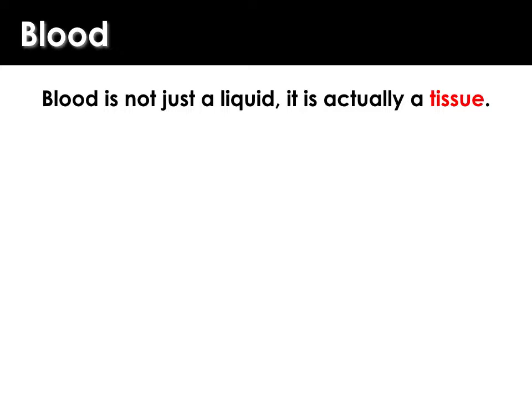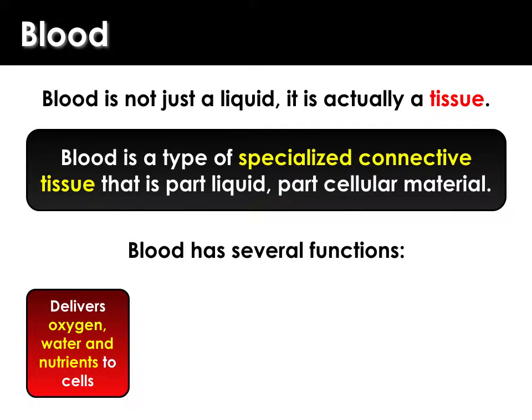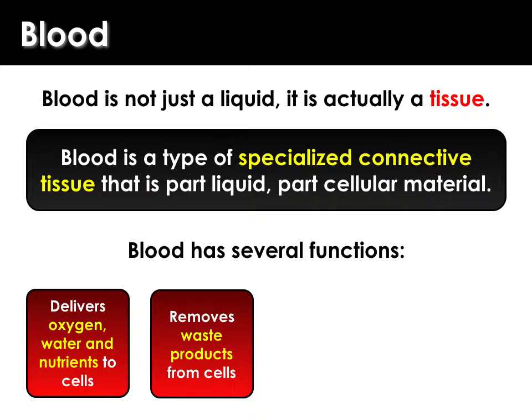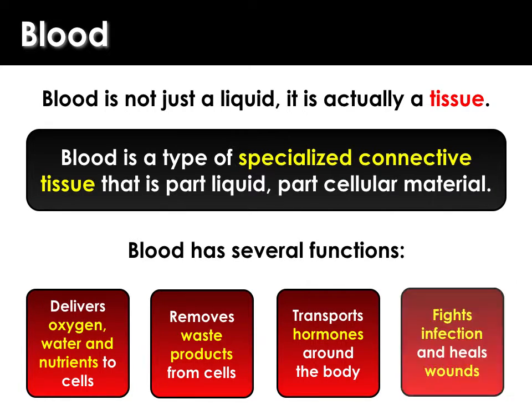The blood is not a liquid, it's actually considered a tissue. In fact, it's a specialized connective tissue that is part liquid and part cellular material. It's got several functions. It will deliver oxygen, water, and nutrients to cells, helps to remove waste products from cells, transports hormones around the body, and fights infections and heals wounds.